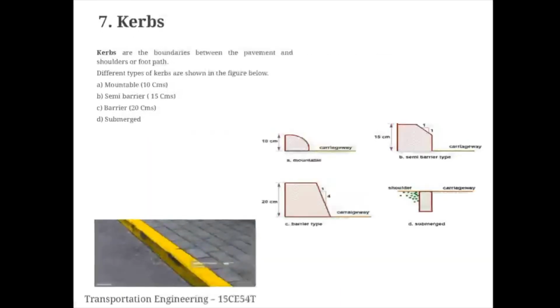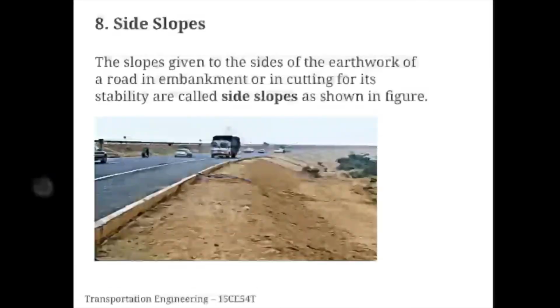Curbs. Curbs are the boundaries between the pavements and shoulders of footpath. Different types of curbs are shown in the figure below. That is mountable, semi-barrier, barrier, submerged. Mountable is up to 10 centimeters, semi-barrier is 15 centimeters, barrier is 20 centimeters, and the submerged.